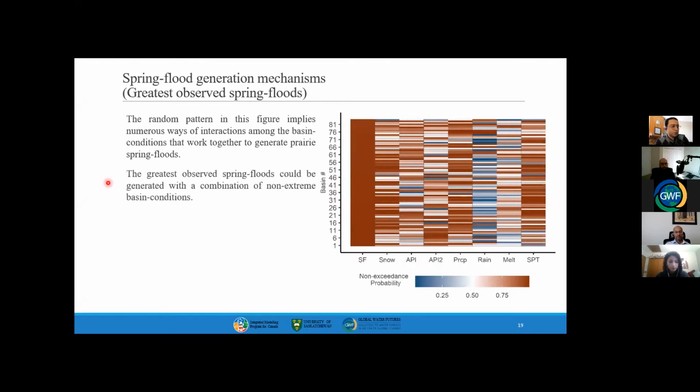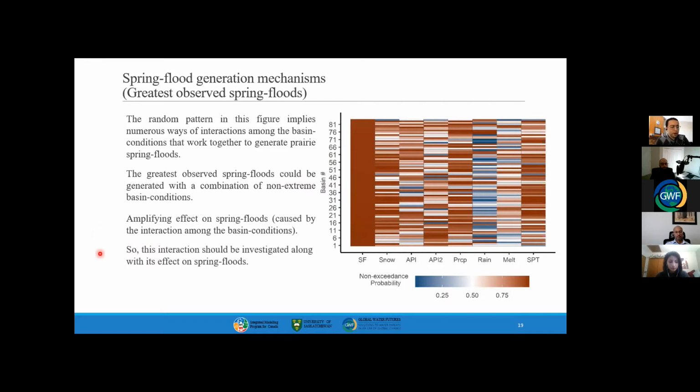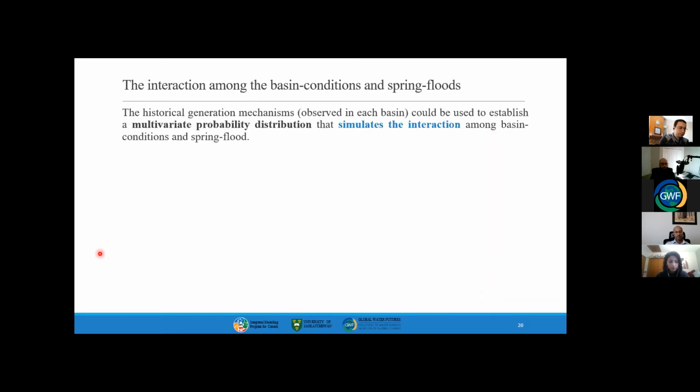And the greatest observed spring floods could be generated with a combination of non-extreme basin conditions, and that's clear here because these are the greatest observed spring floods. They are all red, and they sometimes can occur when the basin conditions are moderate to low. And that implies an amplifying effect on the spring floods. And that effect is caused by the interaction between the basin conditions. So this interaction should be investigated along with its effect on the spring floods.